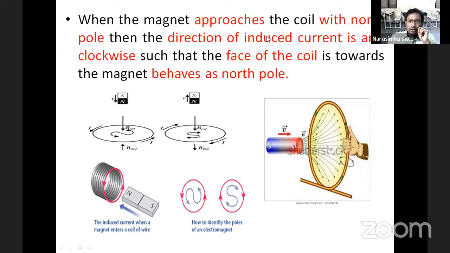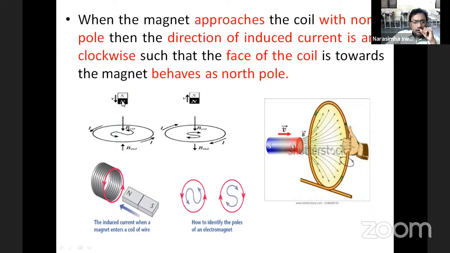Here, when the magnet approaches, the direction of induced current is anti-clockwise, such that the face of the coil towards the magnet behaves as a north pole. This point you should understand. Look at this diagram. Here, the magnet's north pole is facing the coil. This is the coil, and this is the magnet moving with a certain velocity. North pole is moving towards the coil.